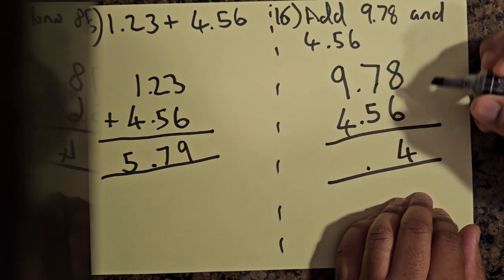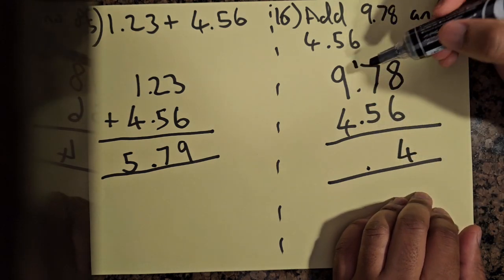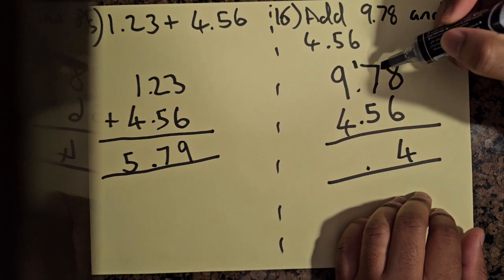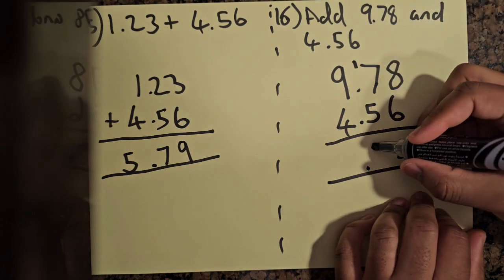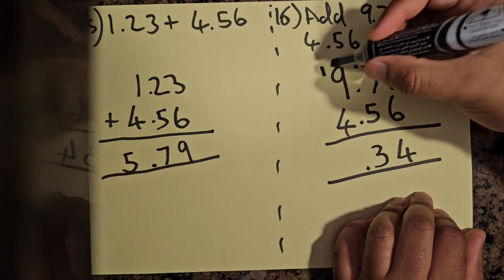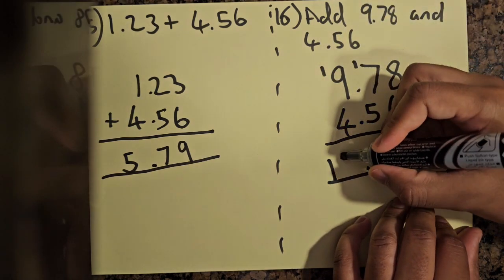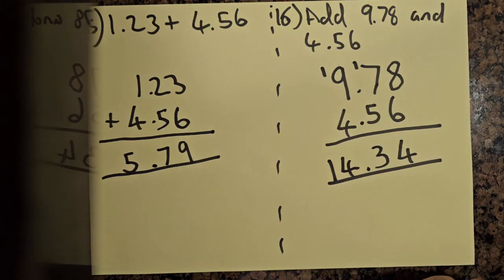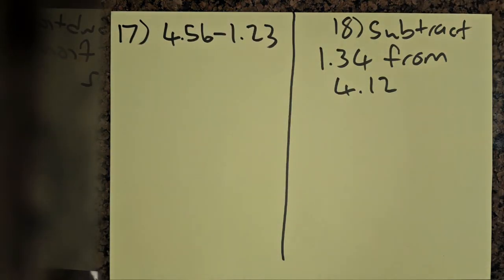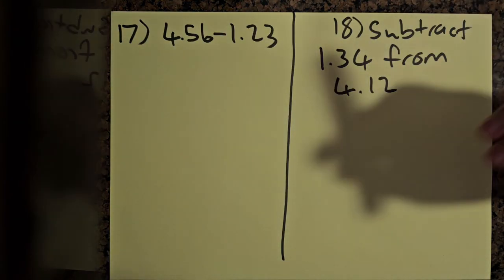So put down the 4 and carry the 1. Then 1 plus 7 is equal to 8. And 8 plus 5 is equal to 13. Carry the 1. 1 plus 9 is equal to 10. And 10 plus 4 is equal to 14. So 14.34. Pretty straightforward, pretty easy. Okay, so in question 15 and 16 we did addition of decimals.